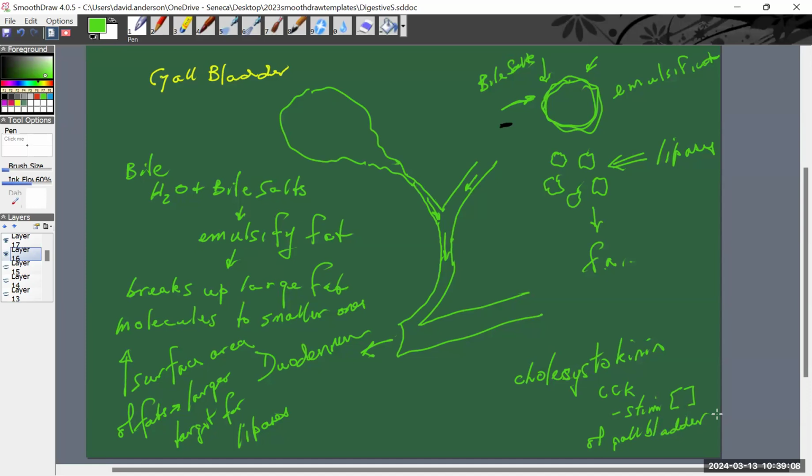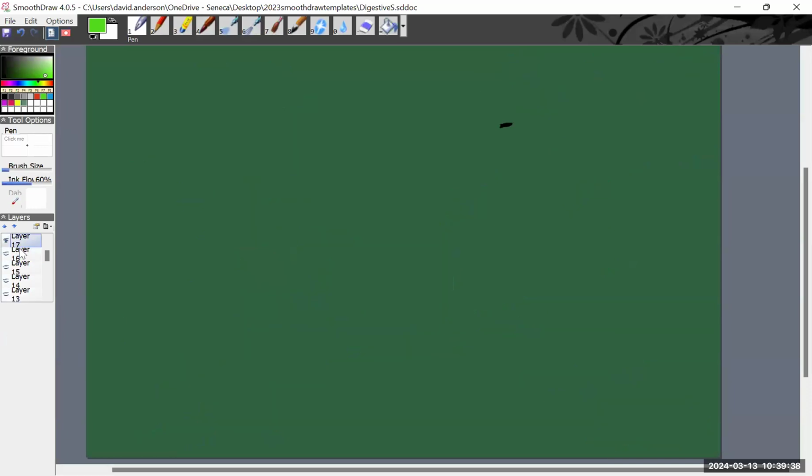So when food enters the small intestine, cells in the small intestine produce CCK. CCK targets the gallbladder and causes it to contract, and that's going to release bile into the small intestine to help with the digestion of fats. Make sense? Yes. Okay, so that's a little bit about our gallbladder. Keep in mind the gallbladder stores bile, does not produce bile.